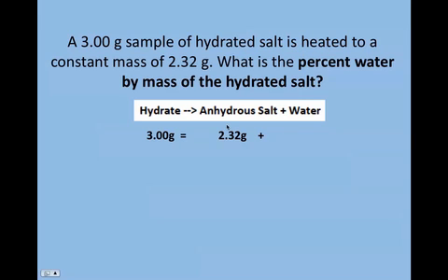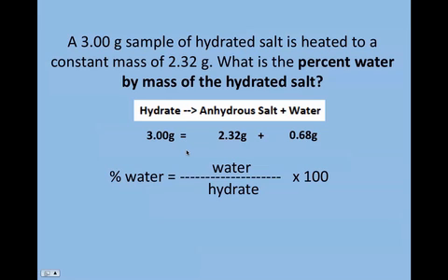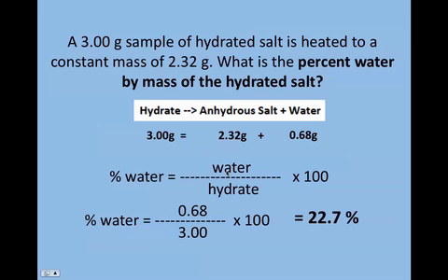So when we find the difference between these two, we'll get the amount of water that evaporated out, so in this case 0.68 grams. Once we have the water amount and the hydrate amount, you just simply plug it into the formula that we've been using. So go ahead and plug those in, and then once you do the division and multiply by 100, you'll see that that hydrated salt has a percent by mass of water of 22.7%.